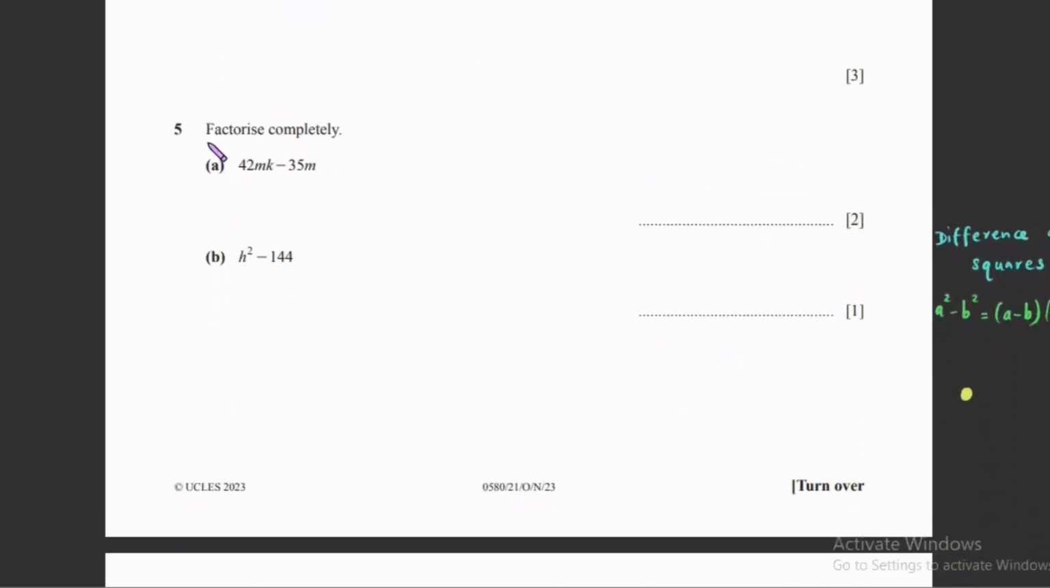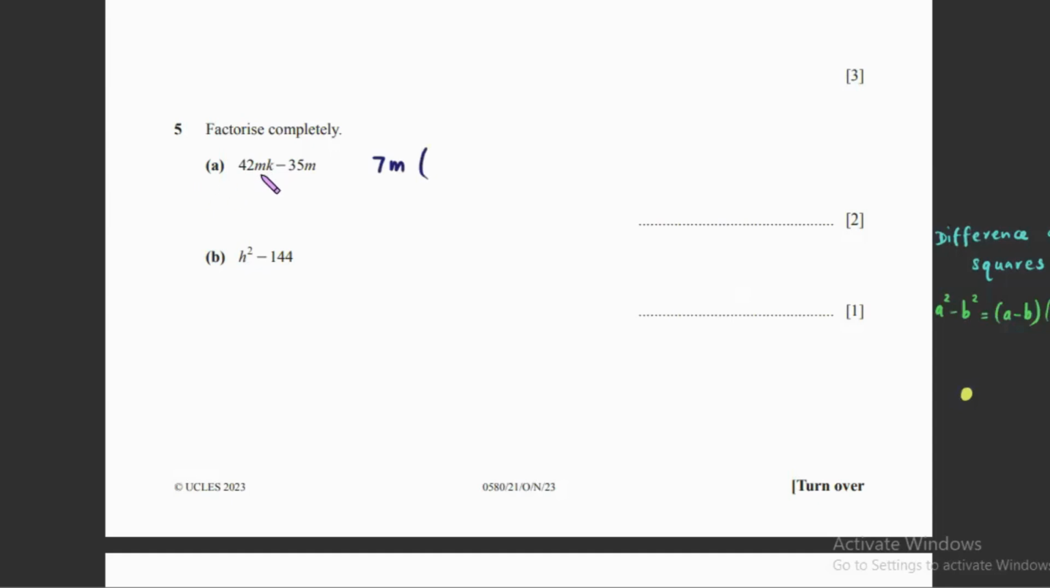Question 5, we're supposed to factorize it. To factorize this, you need to take out all the common terms, or we call it the highest common factor, and put the rest within the brackets because we have only two terms here. So when we consider the numbers 42 and 35, they both are in the 7 times table. So I can take the 7 out, and they both have m in common. So I'm going to take m out as well. Then the rest, I'm going to put within the brackets.